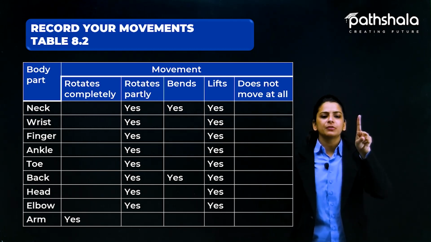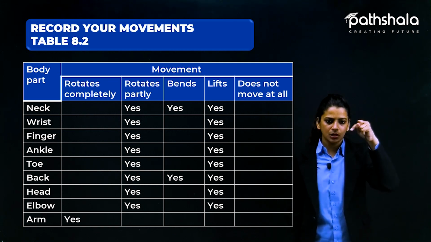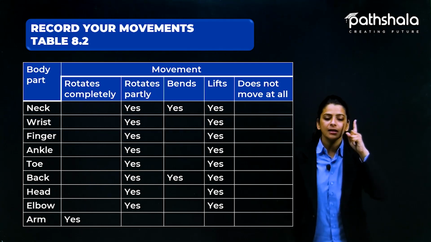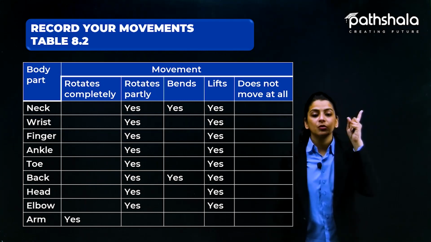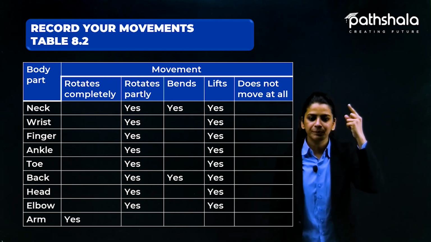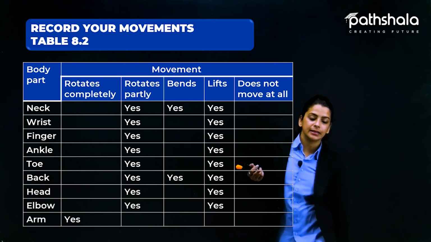Now are you able to lift your finger? Yeah, I'm able to lift it. See, lying down and I'm lifting up my finger like this. So I'm able to lift it. Yeah. And in the column does not move at all. It is wrong because we are able to move our finger. Yeah. Next is ankle.